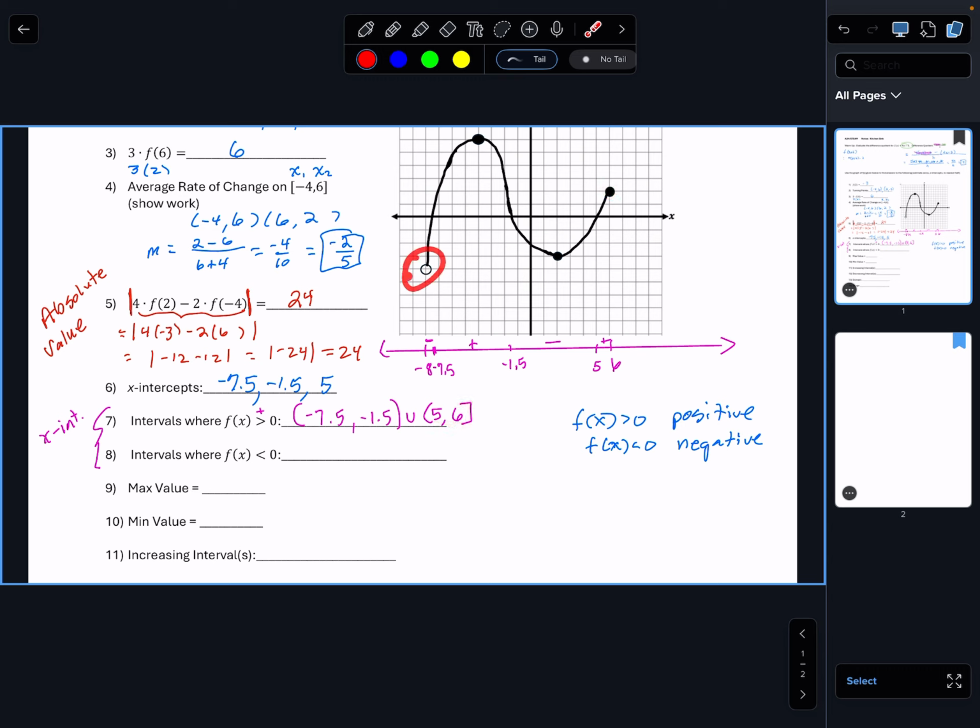Why didn't we do it on negative 8? Oh, we haven't gotten there, because that's on the interval where it's negative. So we'll do that on the next one. Sorry, but here at 6, the function is above and it does exist.